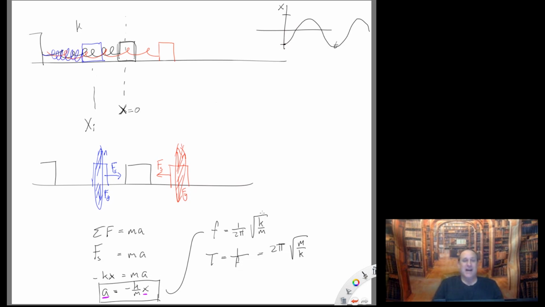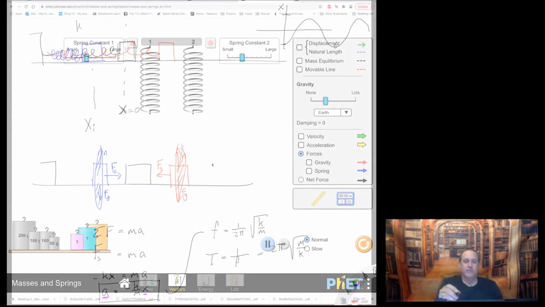The frequency will be high. It will go really fast. It will go back and forth really fast. On the other hand, if the mass is large, then the frequency will be small. So if we take a spring and we put a heavy mass on it, it's not going to move very quickly because the mass is very heavy and the spring really isn't strong enough to make the mass move very quickly. So I'm going to illustrate this with a simulation.